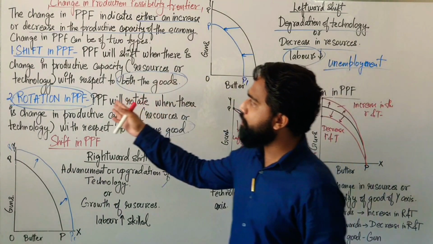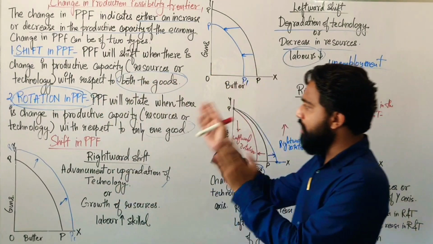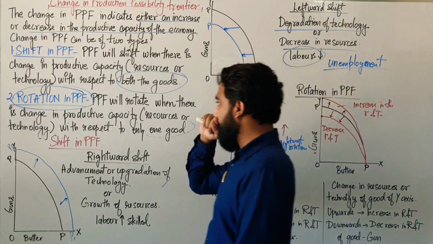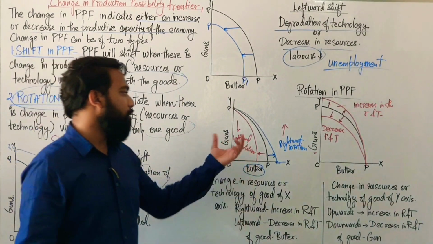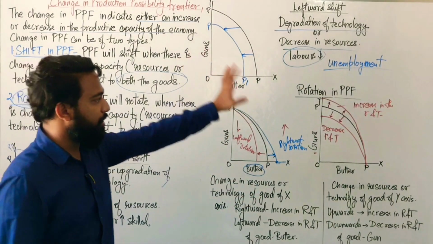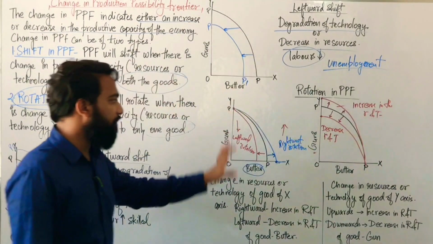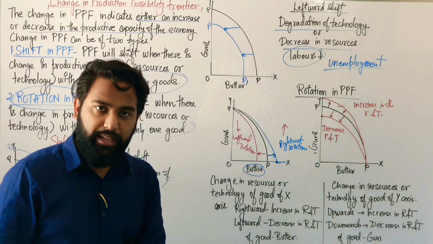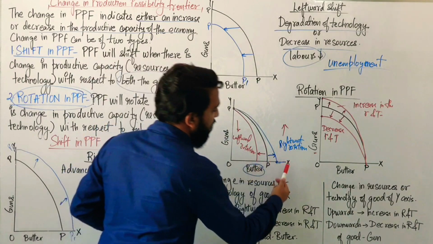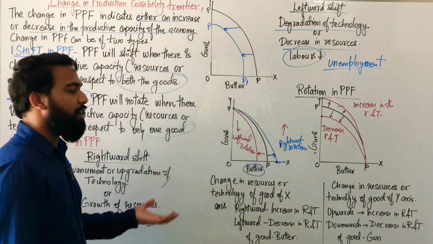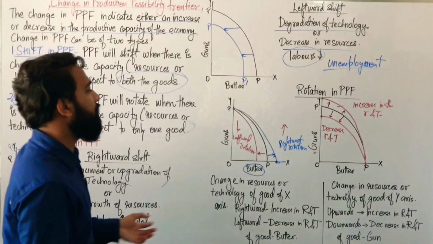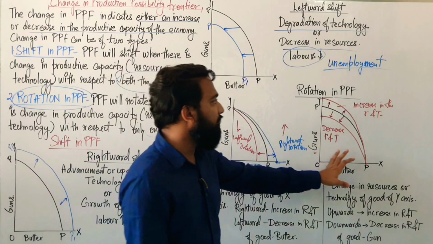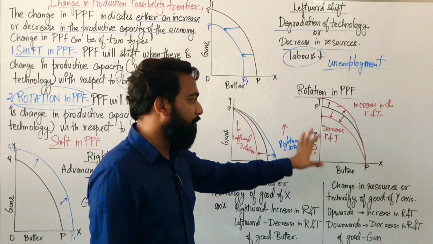And there are two types of changes. One is shift and one is rotation. Shift can be of two types, rightward shift or leftward shift, and rotation can also be of two types, which is rotation of goods of x-axis and rotation of goods of y-axis. Under x-axis, if the production of good x is increasing, then there will be a rightward shift, and if there is a degradation of resource and technology of good of x-axis, there will be a leftward shift, and vice versa in the goods of y-axis.